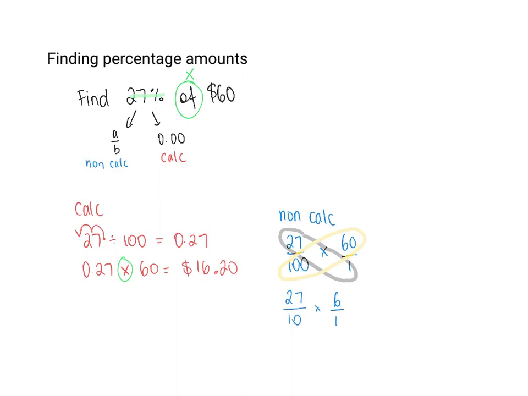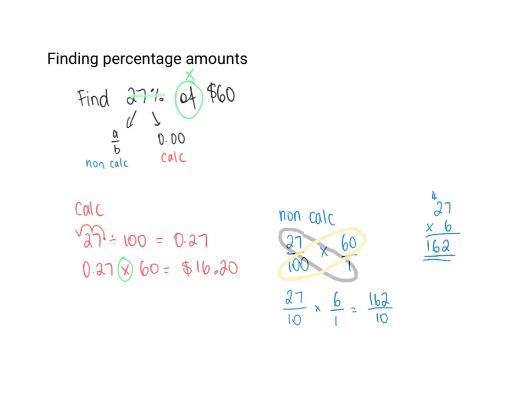Now straight away for most of you, that becomes a lot easier. The only hard part is the 27 times 6. That is when you probably want to go to your algorithm, so 27 times 6. So 7 sixes are 42, we carry the 4, 2 times 6 is 12, plus 4 is 16, so it'll be 162. So we're going to have 162 over 10, okay?